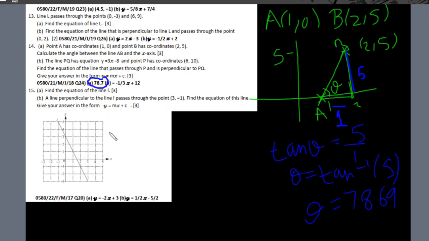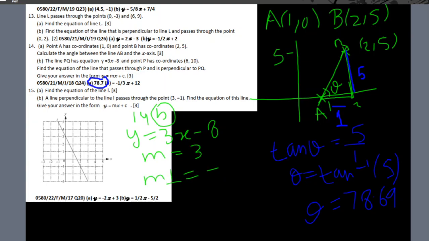Okay. Part B, so we're on 14b. The line PQ has equation this, and point P has coordinates this. Find the equation of line which passes through P and is perpendicular to PQ. So the slope of this line is 3. Then a perpendicular slope will be negative reciprocal, so minus 1 over 3, because right now it's 3 over 1.